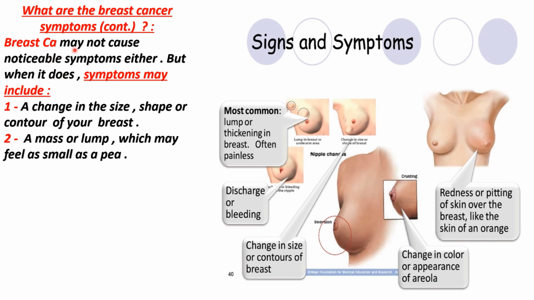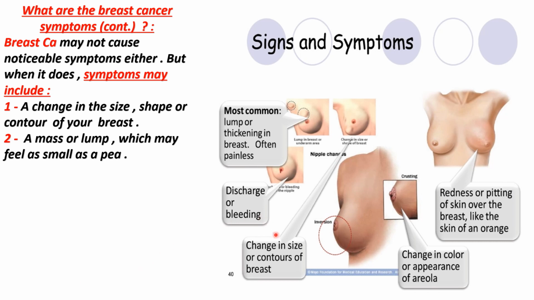Breast cancer may not cause noticeable symptoms either, but when it does, symptoms may include a change in the size, shape, or contour of your breast, and a mass or lump which may feel as small as a pea.